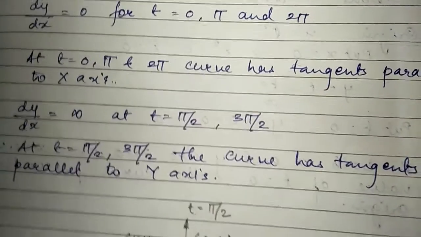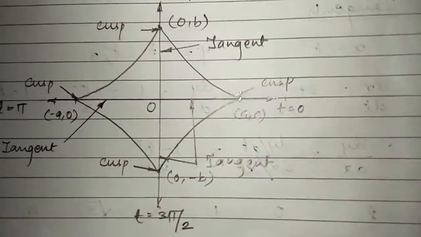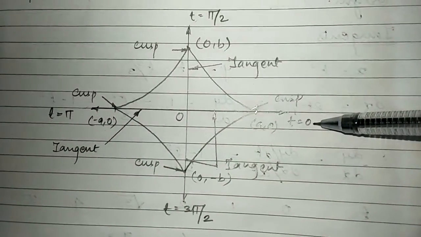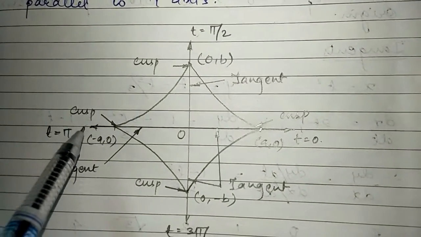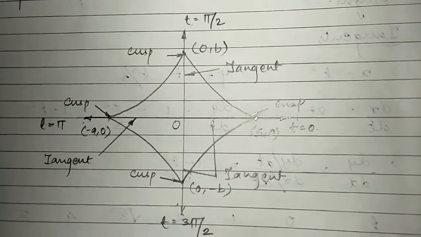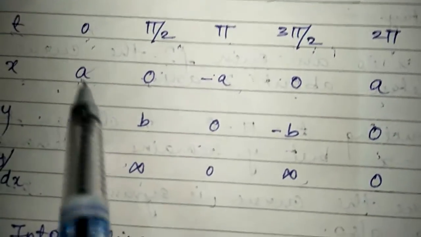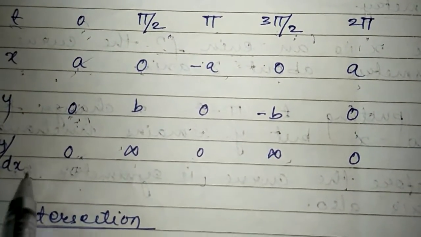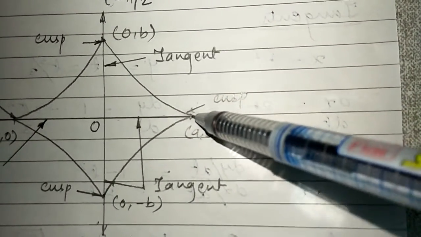So from all this information which we have found out, the curve will be like this. Let's see here. This is t is equal to 0. This is t is equal to pi by 2. This is t is equal to pi and this is t is equal to 3 pi by 2. Now we can see when t is 0, the value of x is a, value of y is 0 and the tangent is parallel to the x-axis.